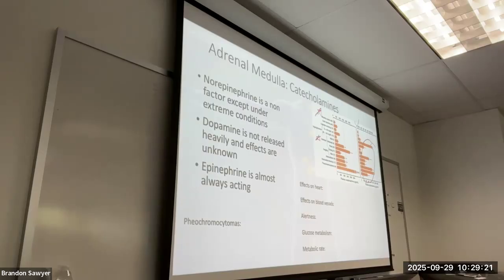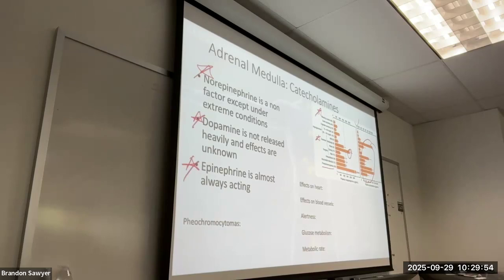But we don't really see much of a spike in norepinephrine unless we're doing heavy exercise or we have an actual tumor. So the bottom line with those graphs is that norepinephrine release isn't really a main factor when it comes to the adrenal gland. It's really all about epinephrine release to have the effects that we think of. Dopamine isn't really released much at all, but epinephrine is pretty much always acting.